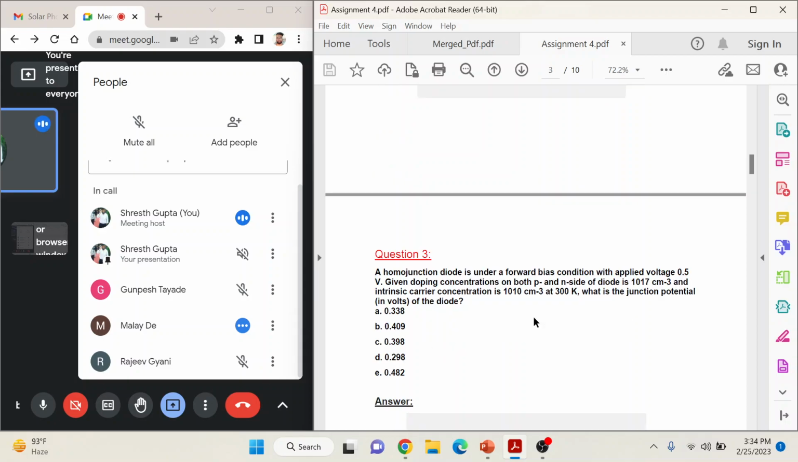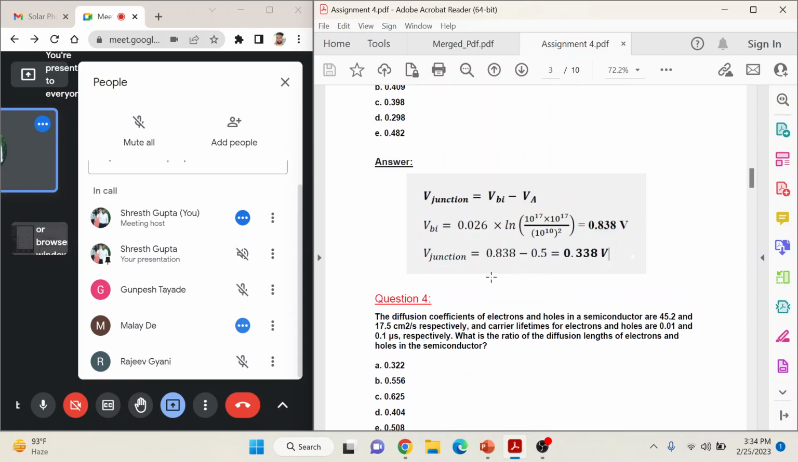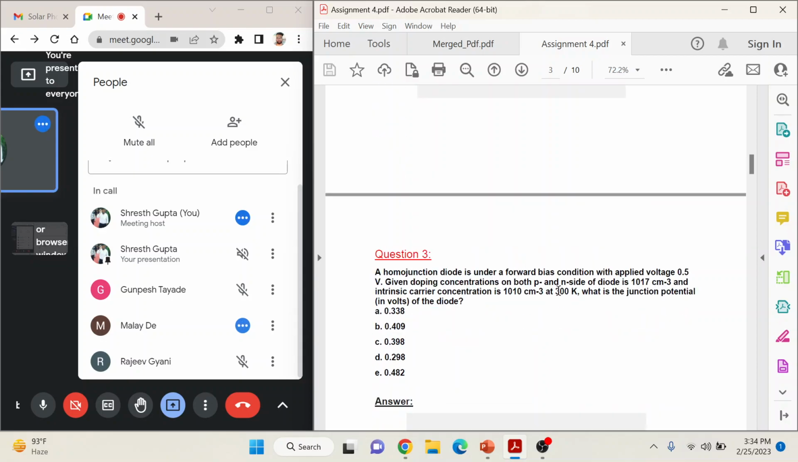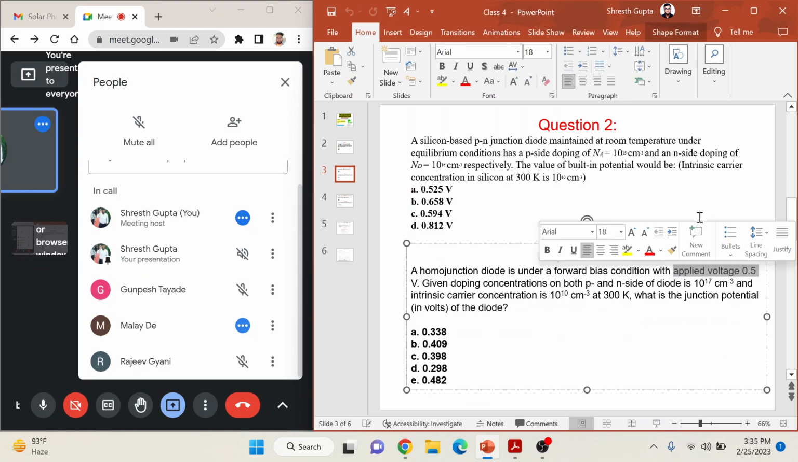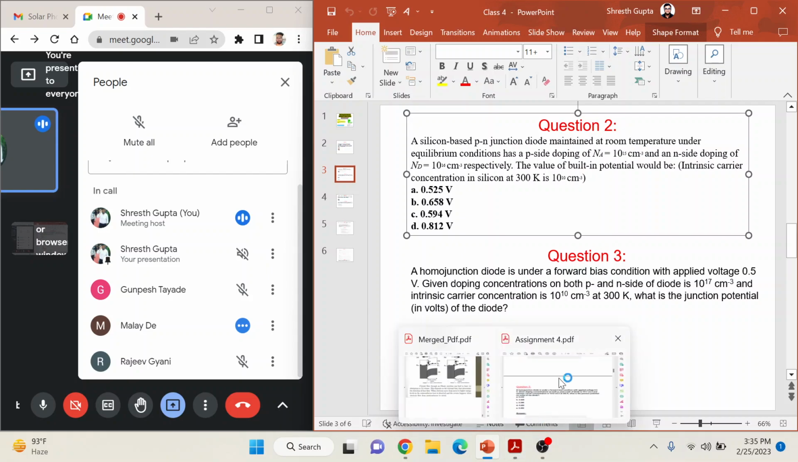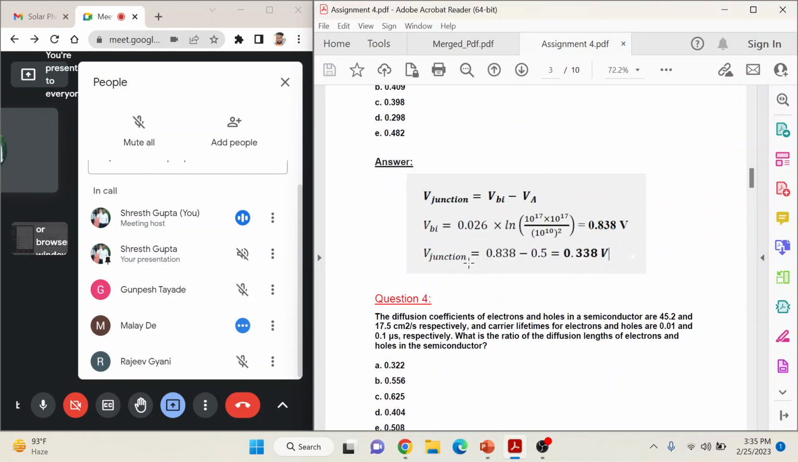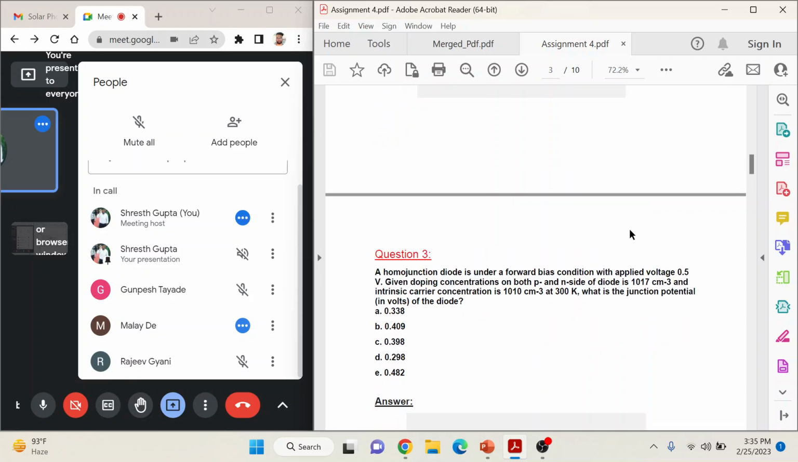Now that we have found V_BI, the V junction will be 0.838 minus 0.5, which was already given as the applied voltage. If you see the question, the applied voltage was given as 0.5 volt. So if we calculate V junction, that means V_BI minus the applied voltage, 0.838 volt minus 0.5 volt, that is 0.338 volt. So the correct answer is A. Definitely. Very good, Mele.